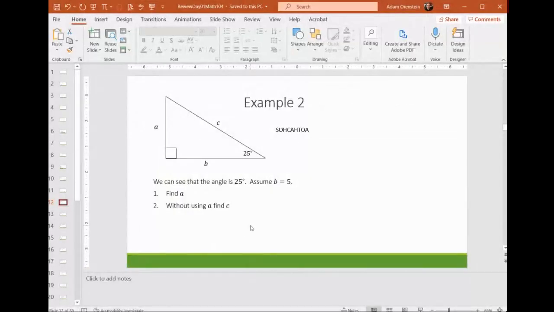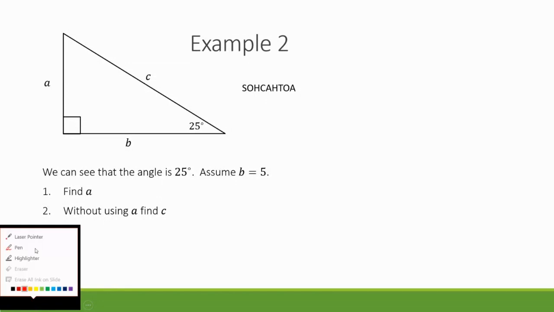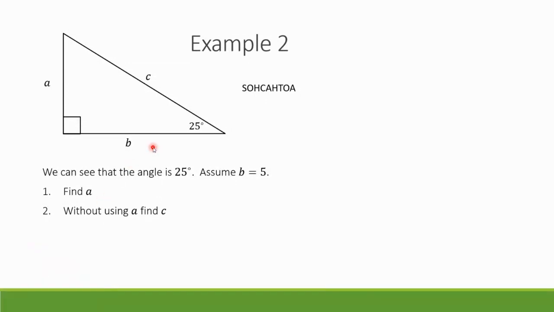Well, for this kind of question, we have a certain angle, and we know one side. We want to get the other sides. So, for instance, here I'm telling you that this angle is 25 degrees. I know the triangle's not drawn to scale, but that's okay for now. We know that B is length 5.